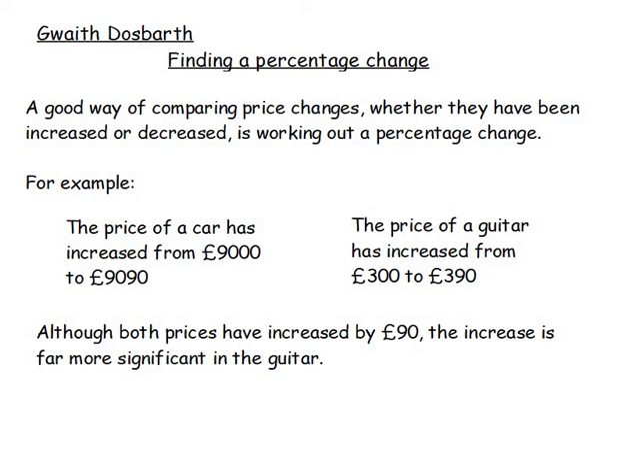So the price of a car here has increased from £9,000 to £9,090. So you can see the price has gone up by £90. Secondly then, the price of a guitar has increased from £300 to £390. So again, it's gone up by £90. Although both prices have increased by £90, the increase is far more significant in the guitar because the £300 is much lower than the £9,000 for the car.